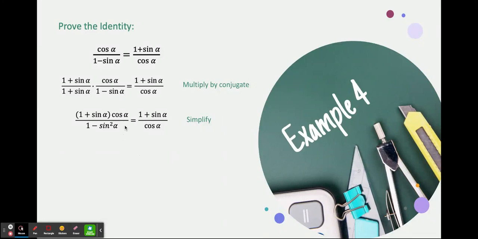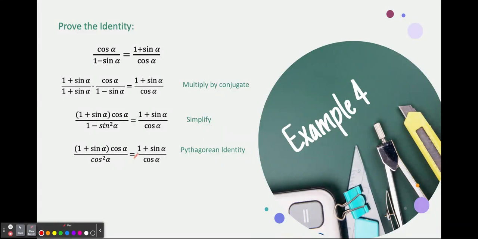So now the next thing we're going to do is we see this 1 minus sine squared down here. That is equivalent to cosine squared. And that's because of the Pythagorean identity. Now you can see that you have a cosine on top and a cosine on bottom, which will cancel, leaving you 1 plus sine over cosine. And that's just because we simplified, and you have completed that proof by canceling those two out.